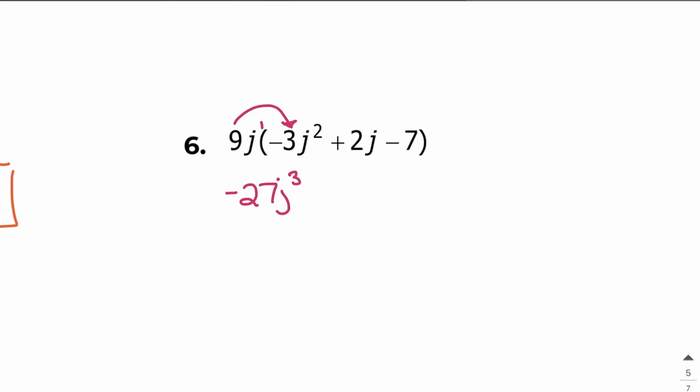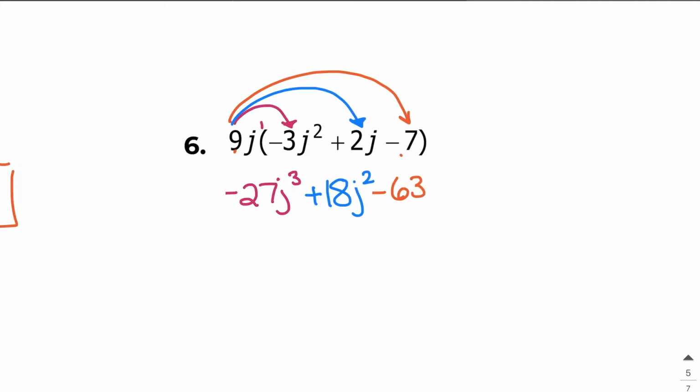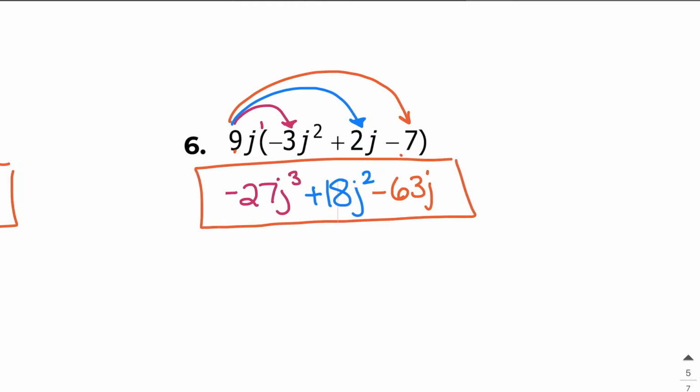Next one that we see here is 9j times positive 2j. So 9 times 2 is positive 18. We'll write down plus 18 because it's a positive 18. Now, since this is j to the power of 1 and another j to the power of 1, that means altogether I've got j to the power of 2. And then lastly, I'm going to see here 9j times negative 7. Well, 9 times negative 7 is a negative 63, so we'll write minus 63 down. And then we still have this j here, so we'll write this j like this. And this is my final answer for number 6.